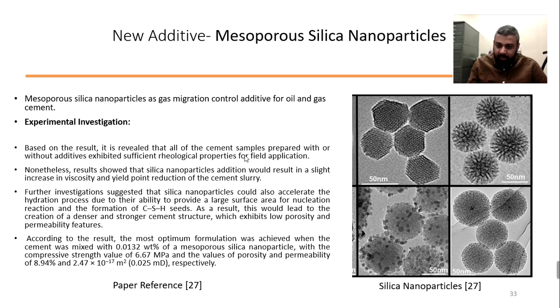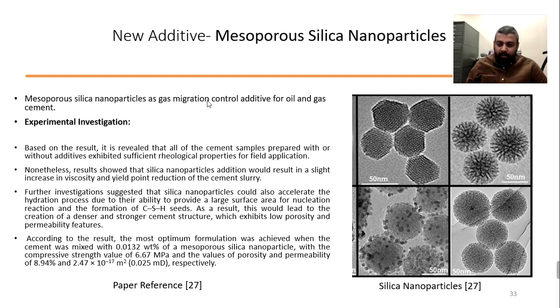one without, and they see that this could accelerate the hydration process due to its ability to provide a large surface area. So it will create a denser and stronger cement structure which exhibits very low porosity and permeability. So basically this silica nanoparticle reduces the porosity and permeability of the cement, which in turn helps to mitigate the gas migration problem after some time.